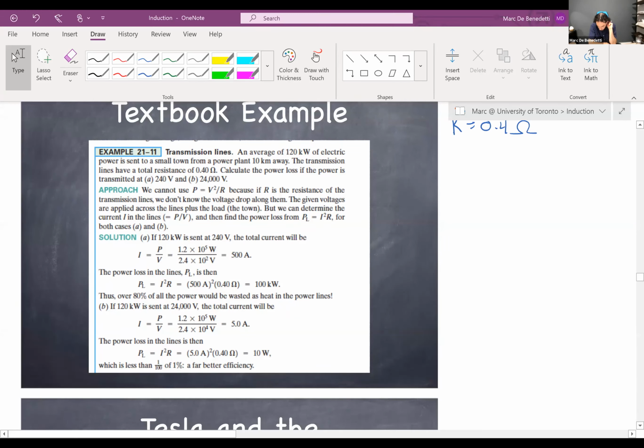Okay, so you might be wondering, well, Mark, there's a few different equations for power, right? There's P equals IV, P equals I squared R, P equals, you know, V squared over R. So here, we cannot use V squared over R because R is the resistance of the transmission lines. We don't know what the voltage drop along the transmission lines will be, okay? We know what the voltage is coming out of the power plant, right? It's assumed to be 240 volts.